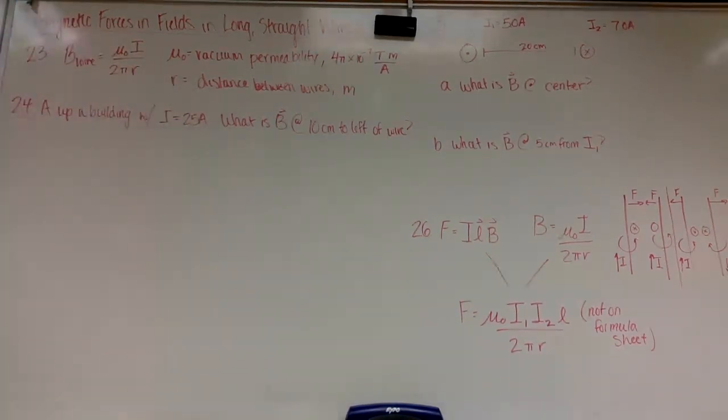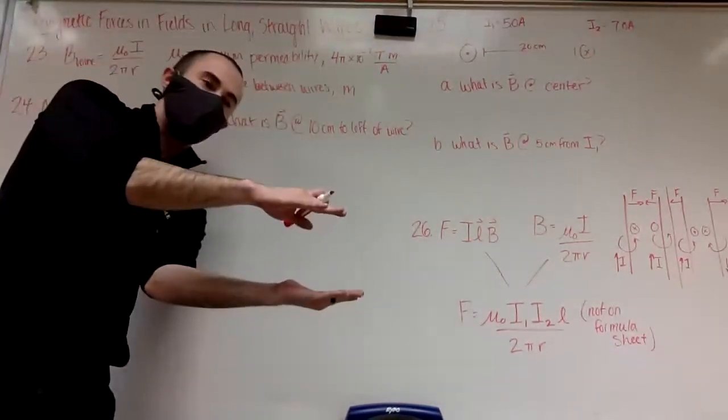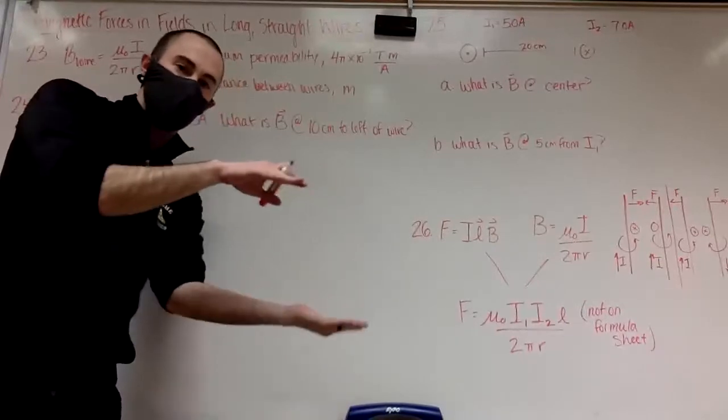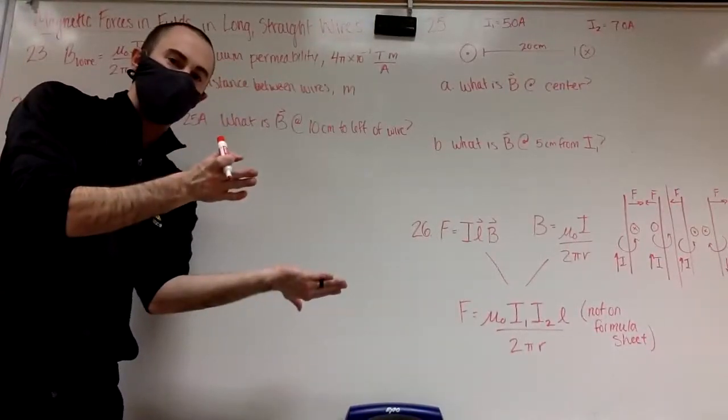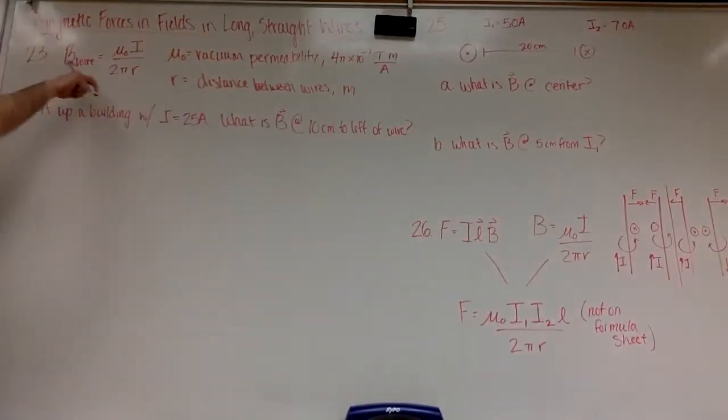All right, let's talk about magnetic forces in fields with long straight wires. What does that mean? If I've got two wires and I put them next to each other, how are they going to interact? Both of them are going to create a magnetic field, so how do their magnetic fields interact between each other? Well, first thing we need to know is how do we calculate a magnetic field?